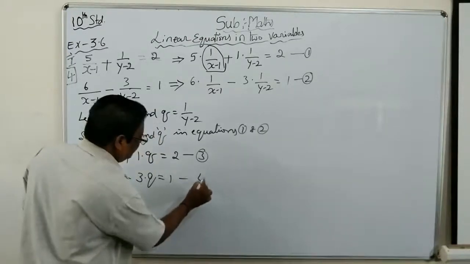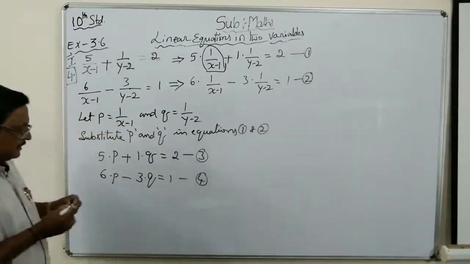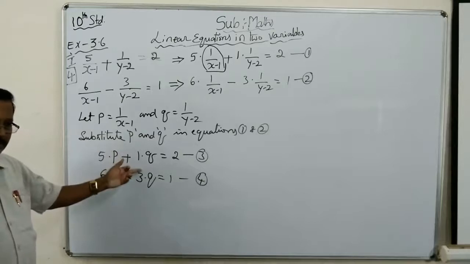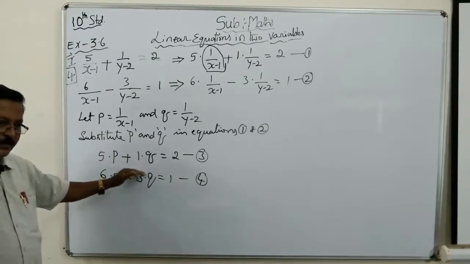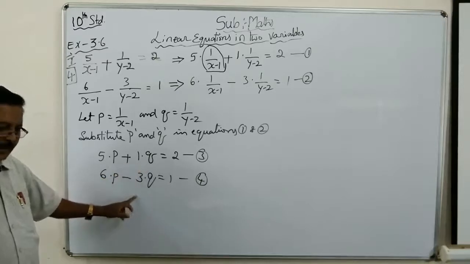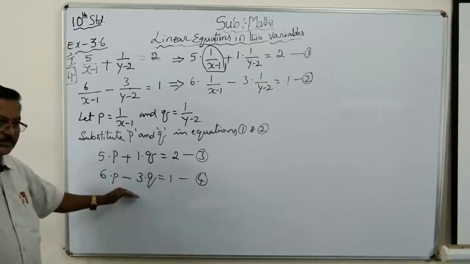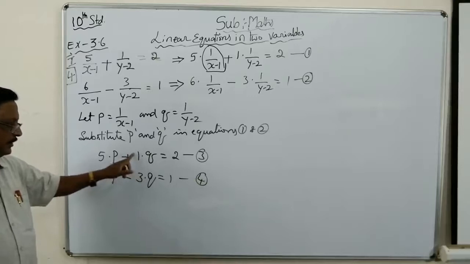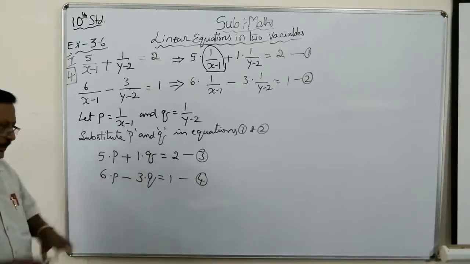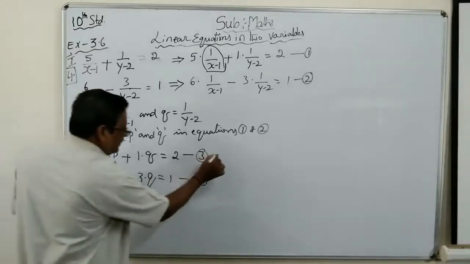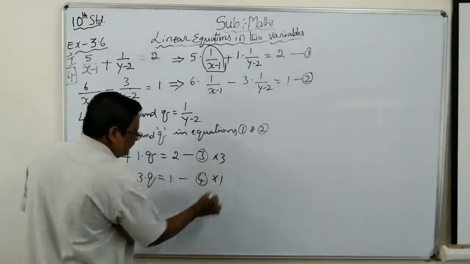This is equation number 4. See here, next you can solve these two equations. These two are a linear pair of equations in two variables. Next you solve these two equations by equating the q coefficients. Here the q coefficient is 1, here the q coefficient is 3. It means the first one is multiplied by 3, the second one is multiplied by 1.